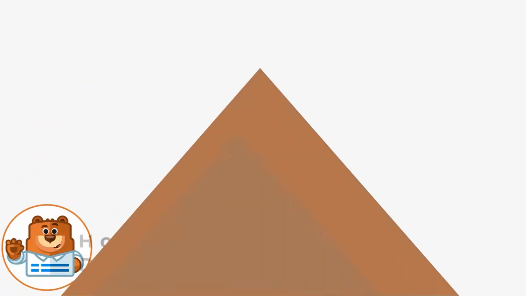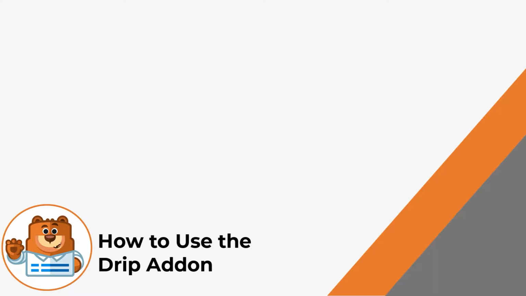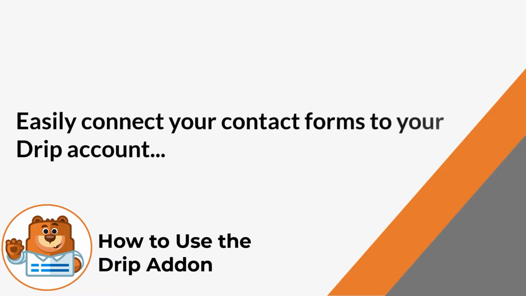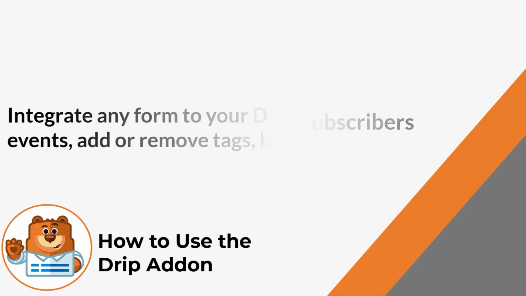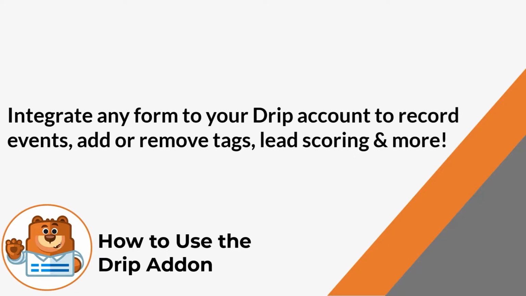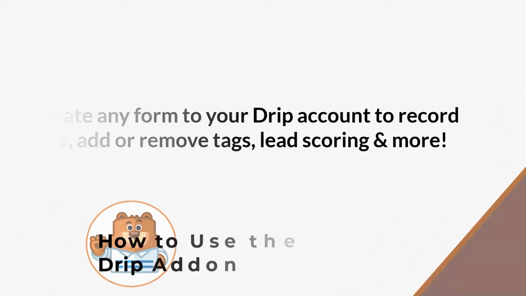In today's video, we're going to learn all about how to use the Drip add-on by WPForms. With the Drip add-on, you can easily connect your site's contact form to your Drip account and automatically add new subscribers each time they fill out and submit the form on your site. You can integrate any form to your Drip account and use it to record events, add or remove tags, lead scoring, and more. With that said, let's get right to it.